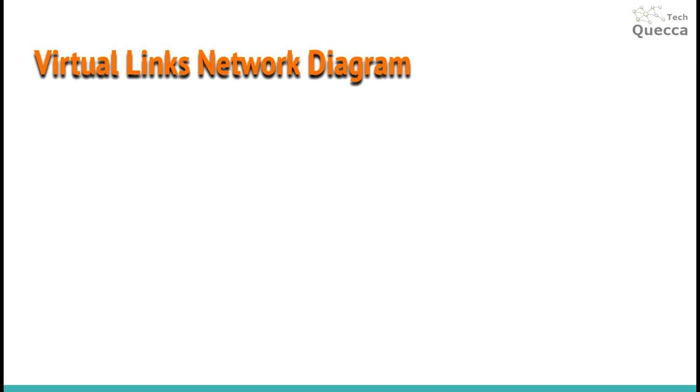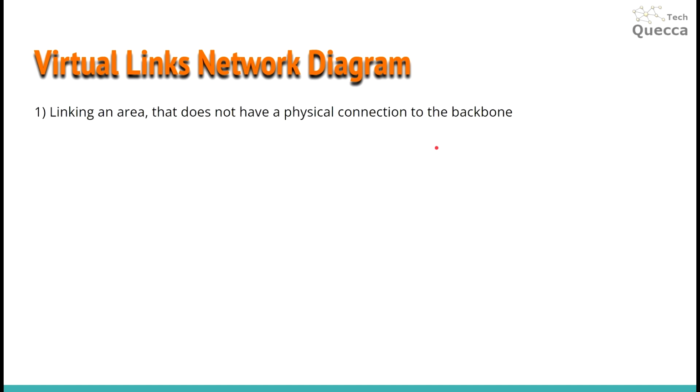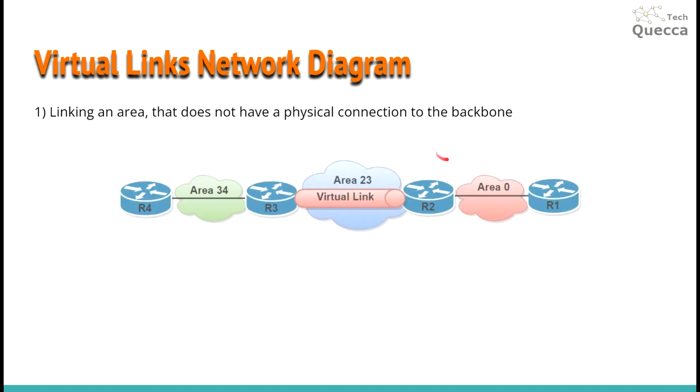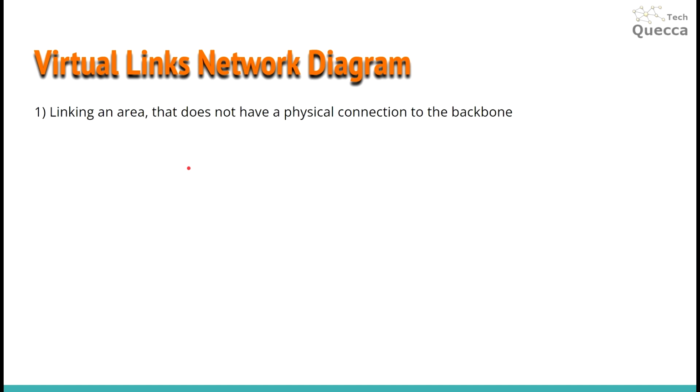So let's review our previous networks and how they are going to look with virtual links. First, linking an area that doesn't have a physical connection to the backbone. In that case, we create a virtual link between router R3 and R2, and then router R3 will create a virtual interface connected to area 0. It also becomes an ABR, and then area 3 is not going to have any problems anymore.